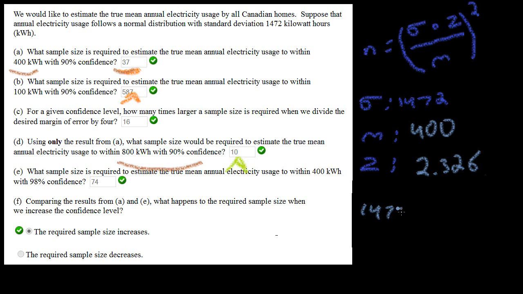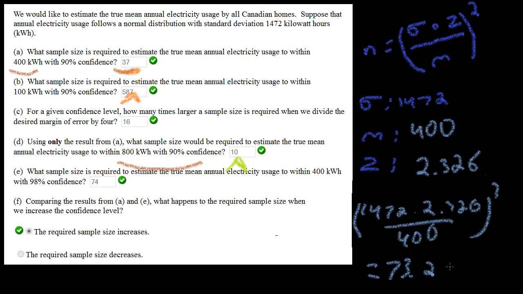Now it's just a matter of plugging in the data again. We have 1472 multiplied by 2.326 divided by the margin of error as being 400, and squaring it all. This will give us an exact answer of 73.26, but since we always round up, it's going to become 74. The reason we round up, by the way, is because we can't have half of a sample. Like say we want to take a random sample of 10 people, we can't have 9.5 people, right? It's just that basic logic. Anyways, this is the answer to question E.